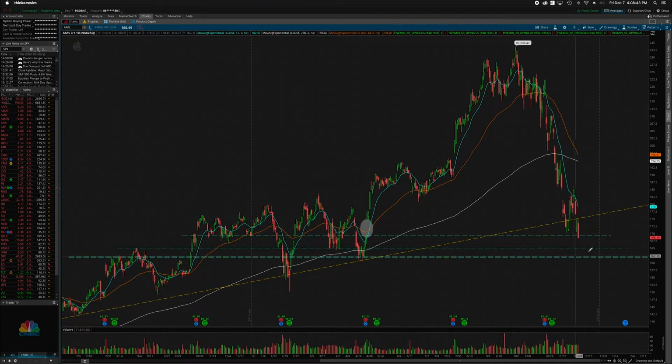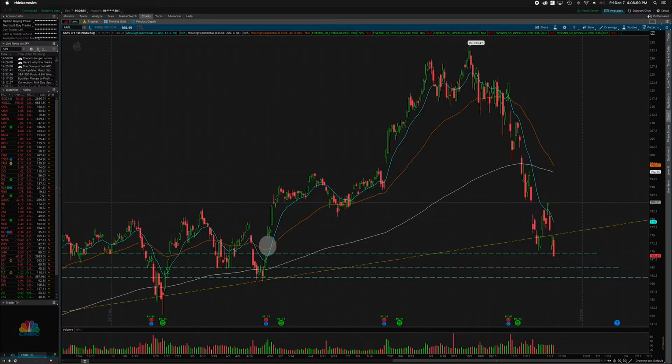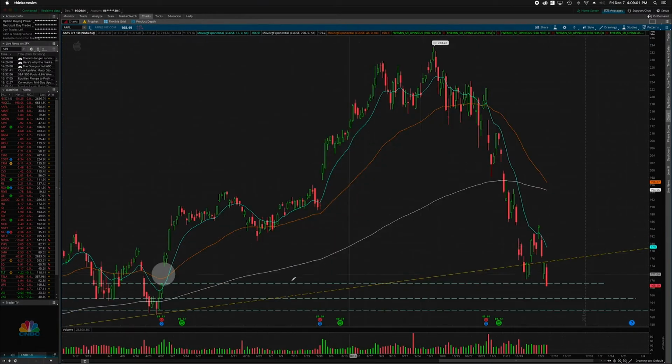If 165 is lost, we'll likely visit this next level, 162 roughly, 161.9. And if that zone is lost, we may find support off of the next most recent low, which happens to be right this red candle right here, about 160.5. So we'll get a smaller line there.